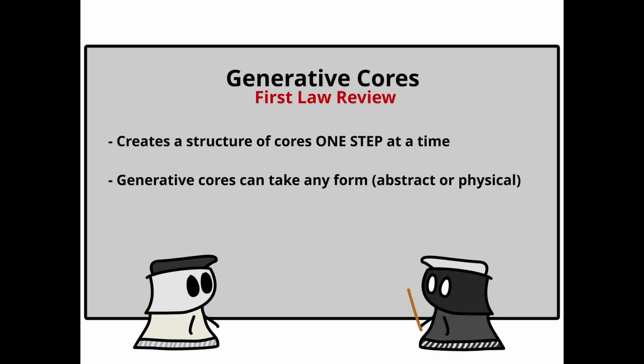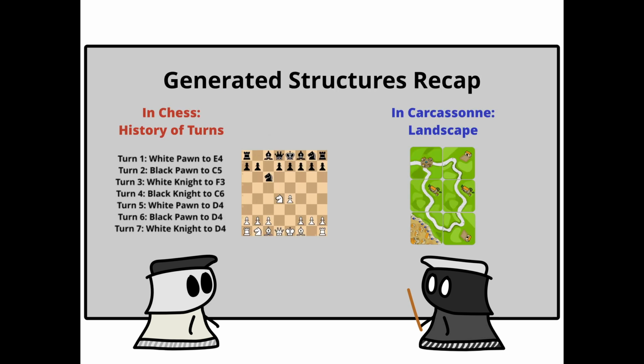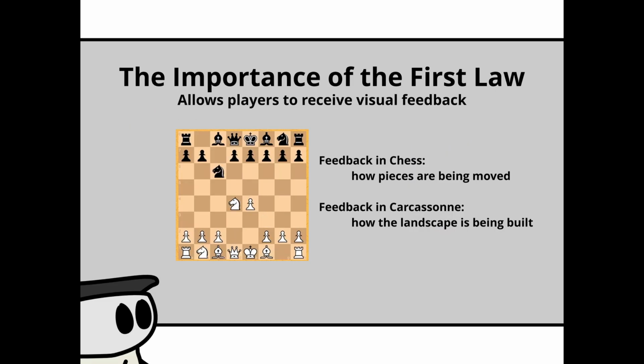When a new core is added to the game, it changes everything, which makes it exciting. It's important to understand that these cores slowly create a structure of bigger cores. For example, in chess, history of moves is generated throughout the match. The structure of cores is a bit more obvious in Carcassonne, as immense landscape features are slowly built through the entirety of the game. Adding cores one step at a time allows players to receive feedback on how pieces are being moved, on how the landscape is being expanded.